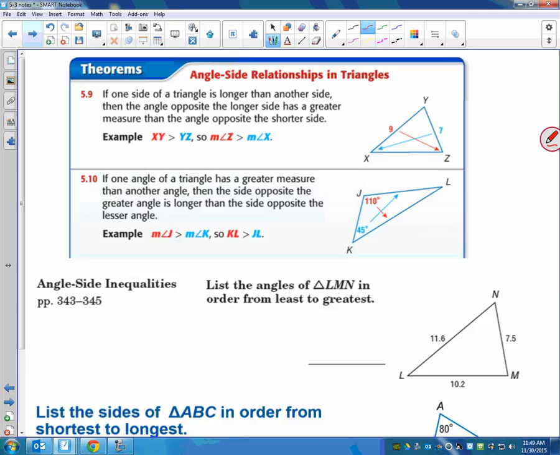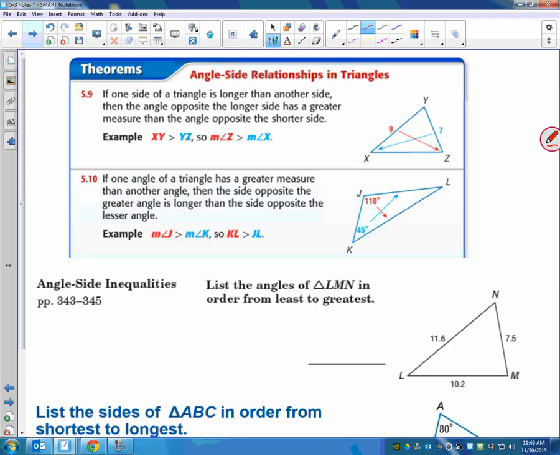So, it says, if one side of a triangle is longer than another side, then the angle opposite the longer side has a greater measure than the angle opposite the shorter side. Did you know that was true? Like, the longer a side is, the bigger the angle is across from it.